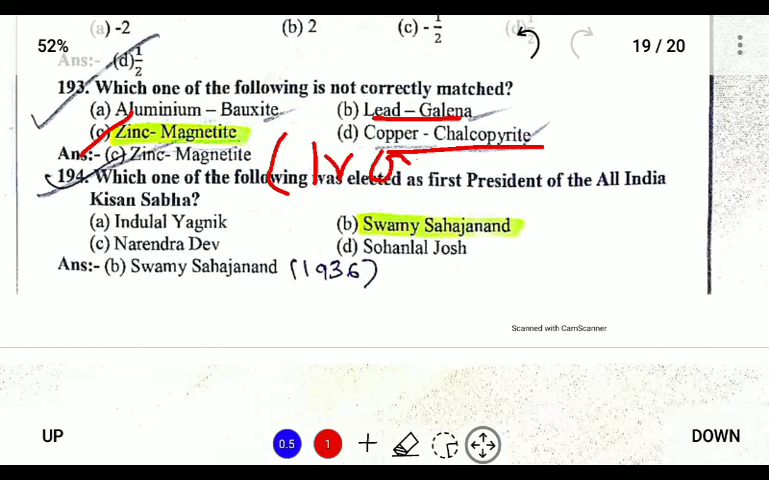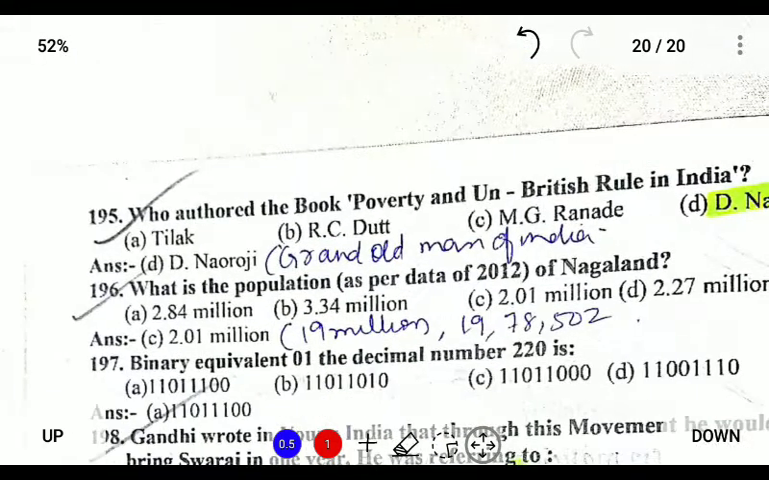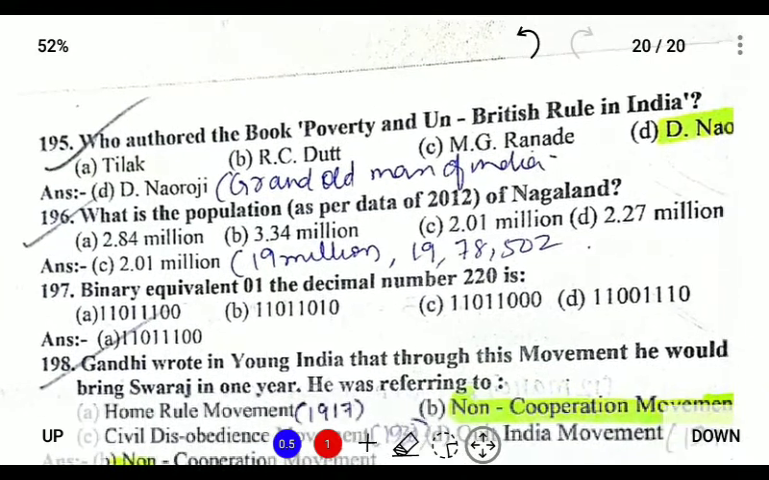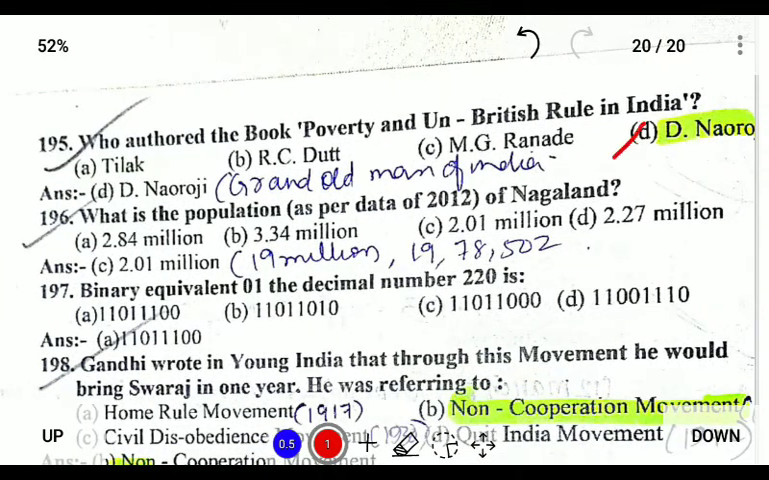Which of the following was elected as the first president of the All India Kisan Sabha? The All India Kisan Sabha was formed in 1936, and the president was Swami Sahajanand. Who authored the book Poverty and Un-British Rule in India? It is Dadabhai Naoroji, and he is also known as the Grand Old Man of India.